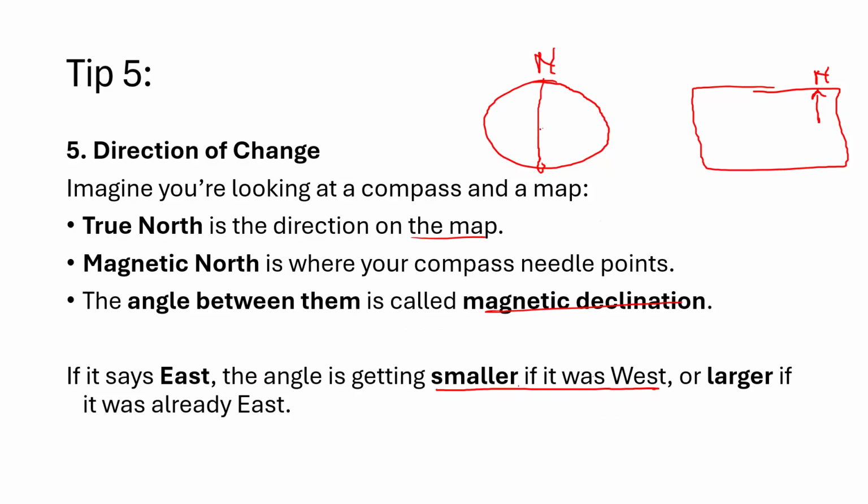So for example, if it was here, if it was west, and then the direction of change says east, it means it changed, and until now it's somewhere here. Now can you see that this angle is becoming smaller? But if it was already on the east side, then it will get bigger.